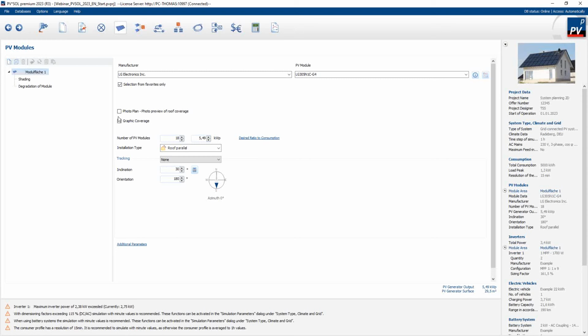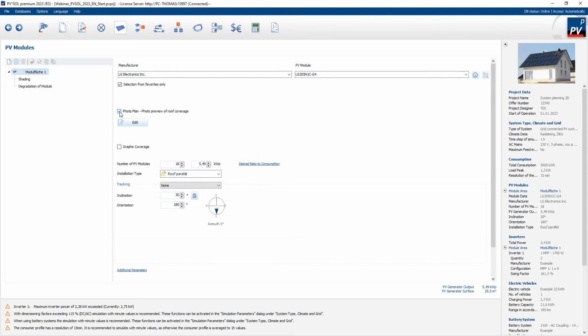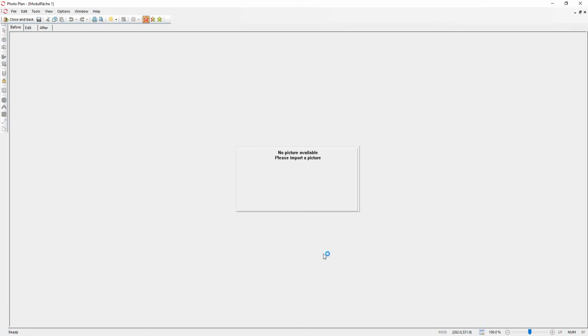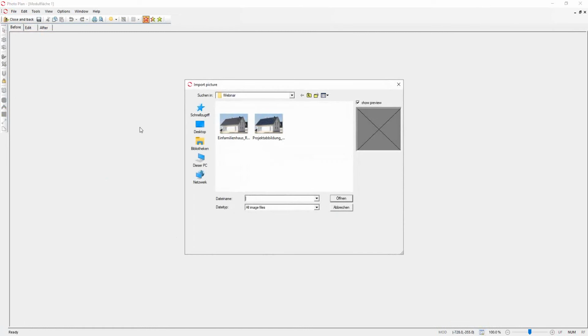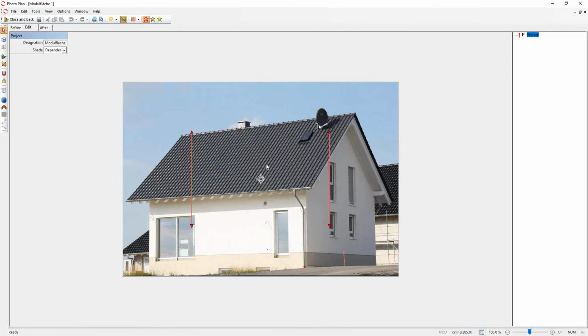We would like to start with the photo plan option, where we load a digital image and enter a reference measurement to scale the picture to determine the maximum number of modules which we can place on a roof. You have to check the box photo plan. Afterwards, you have to press the edit button, and here we are. Now we are within the photo plan option, and we have to start with loading our digital image. And this is the one we would like to use. This is the one family home without modules on a roof.